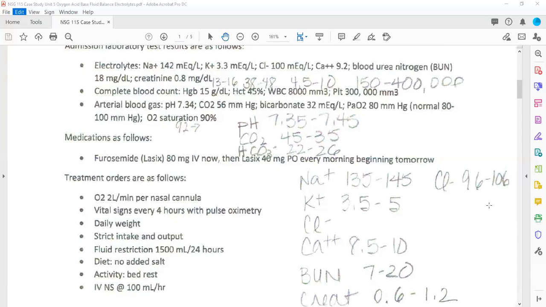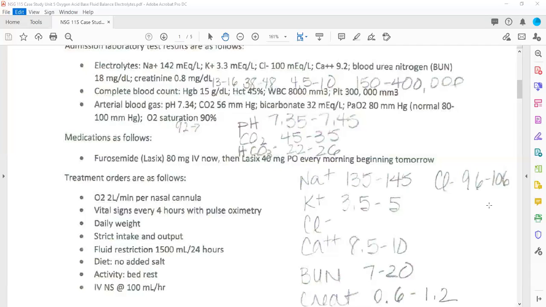Then looking at his CBC, also again writing normal values, it looks like his hemoglobin, hematocrit, white blood cells, and platelets are all normal. And that would help me to think that we're not having any problems with infection. And then also, hemoglobin and hematocrit are really located in the red blood cells, and they appear to be normal compared to the other blood cells. But let's look at his arterial blood gas.